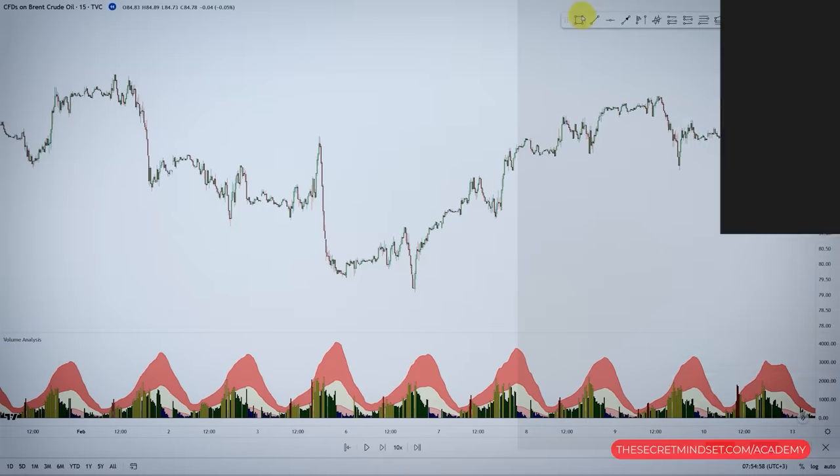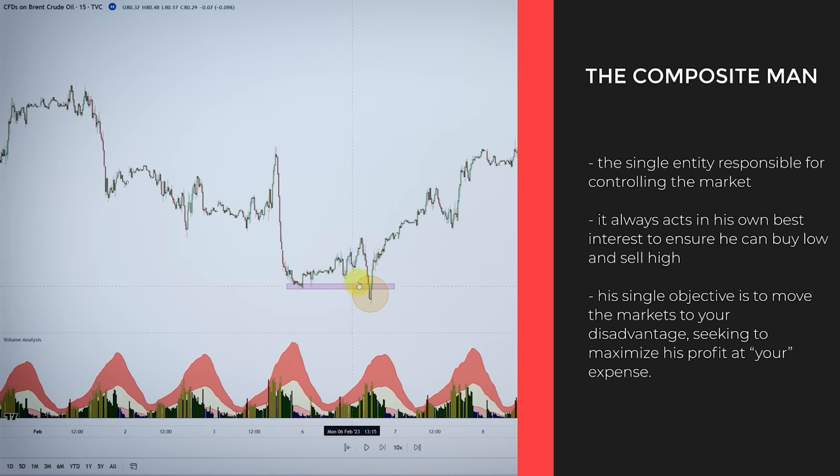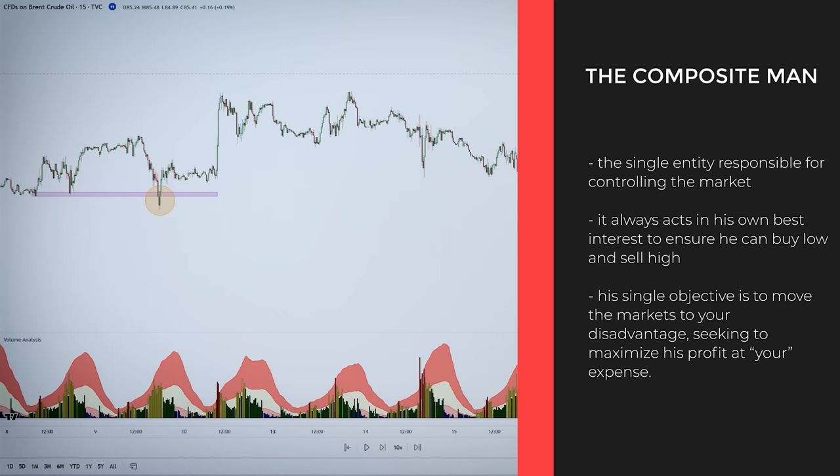When I started to study Wyckoff, my first aha moment was when I was reading about the composite man. Wyckoff created the idea of the composite man as an imaginary identity of the market. This single entity is responsible for controlling the market, and it always acts in its own best interest to ensure he can buy low and sell high. Think of the composite man as an evil entity controlling markets by pushing buttons.